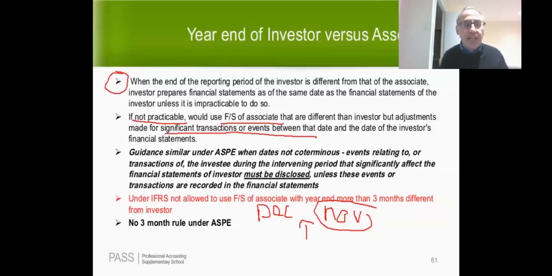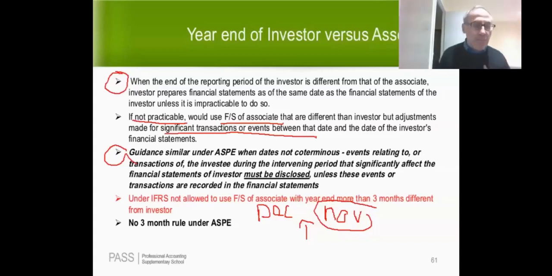Under ASPE, it says when dates are not coterminous, events relating to or transactions of the investee during the intervening period that significantly affect the financial statements of the investor should be disclosed unless these events or transactions are recorded in the financial statements. ASPE is a little bit different than IFRS. IFRS says you have to adjust for significant transactions, in my example, between November and December. ASPE would say you either have to disclose these significant transactions or adjust. So you have a little more flexibility under ASPE.